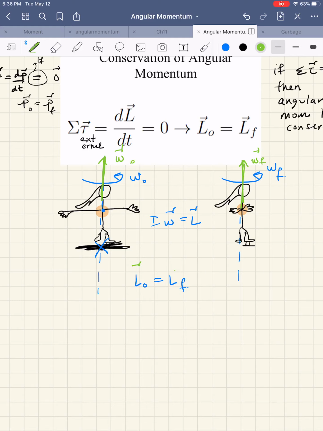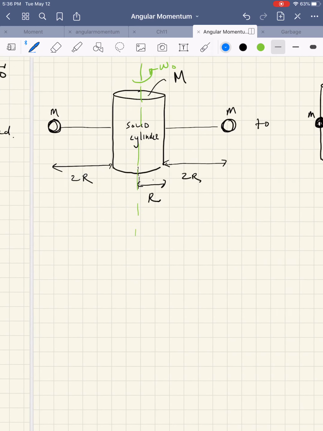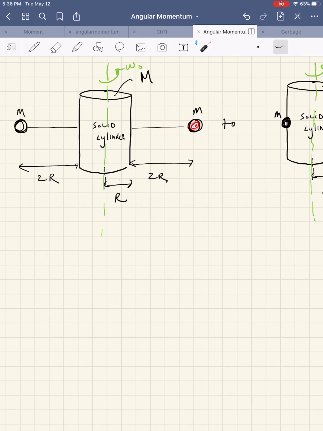So when I write this out, I would have I naught omega naught y hat equals I final omega final y hat. I don't have any kind of point masses to treat right now. This is still supposedly kind of one body. My next problem, I'm going to treat the hands as point masses and the body as a cylinder. I'm going to work the whole system.